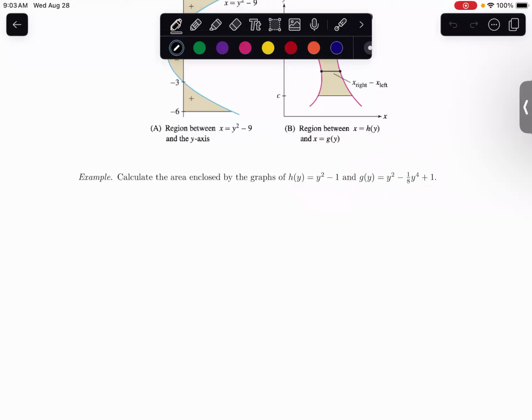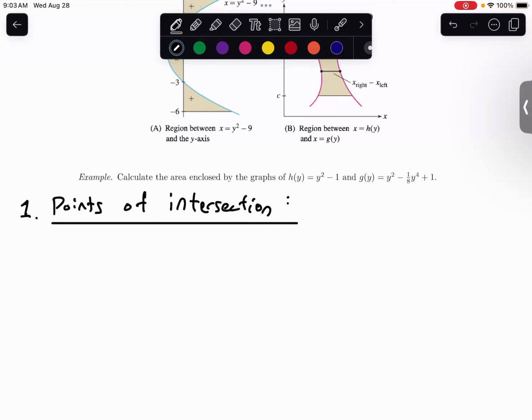So the first thing we're going to do is find the points of intersection. If you wanted to, you could graph these functions. It's just that graphing y squared minus 1 over 8, y to the 4th plus 1 could take a decent amount of time. So we find the points of intersection between the two graphs. This means we set y squared minus 1 equal to y squared minus 1 over 8 times y to the 4th power plus 1, and then we're going to solve for y.